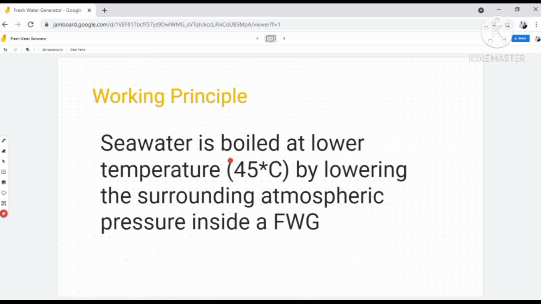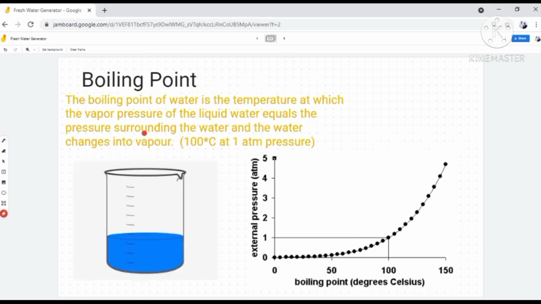But the first question that will be asked is, why does the water boil at a lower temperature? In order to answer this question, you need to know the true definition of the boiling point of water. The boiling point of water is the temperature at which the vapor pressure of the liquid becomes equal to the surrounding atmospheric pressure. So what does it mean?